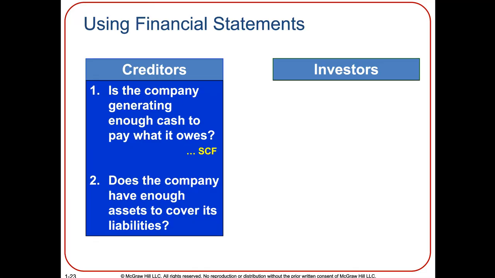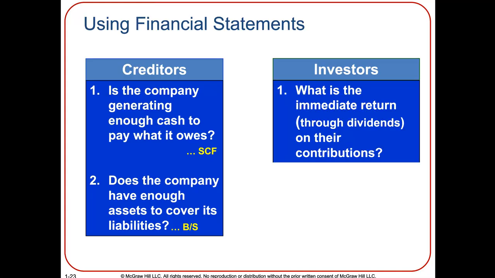Okay. Another question that a creditor might want to know is, does the company have enough assets to cover its liabilities? Well, where do you see assets and liabilities? The balance sheet. Now, that's kind of a worst case scenario. Like if the company went out of business, could we liquidate the assets to cover the liabilities?